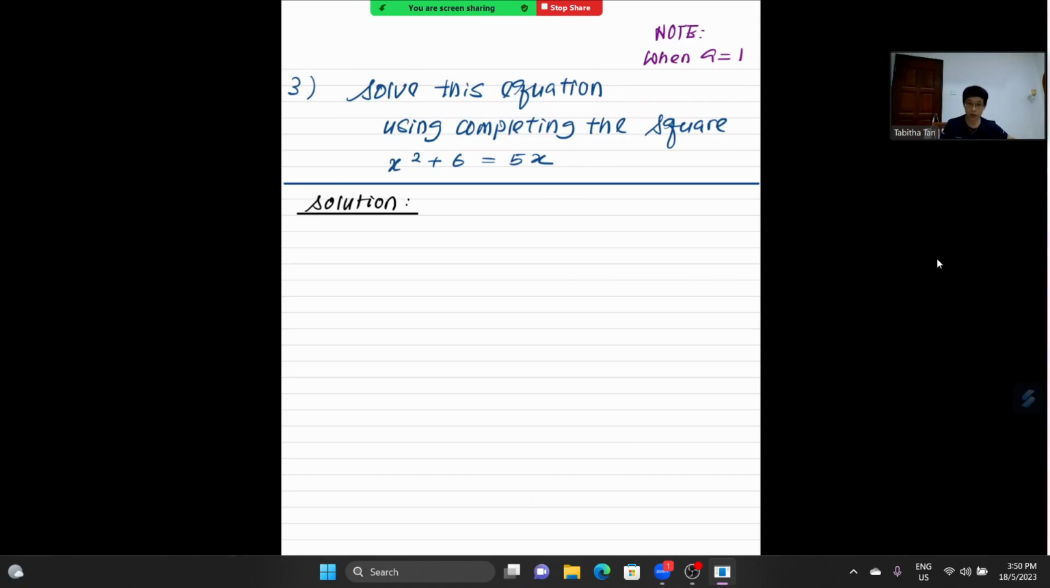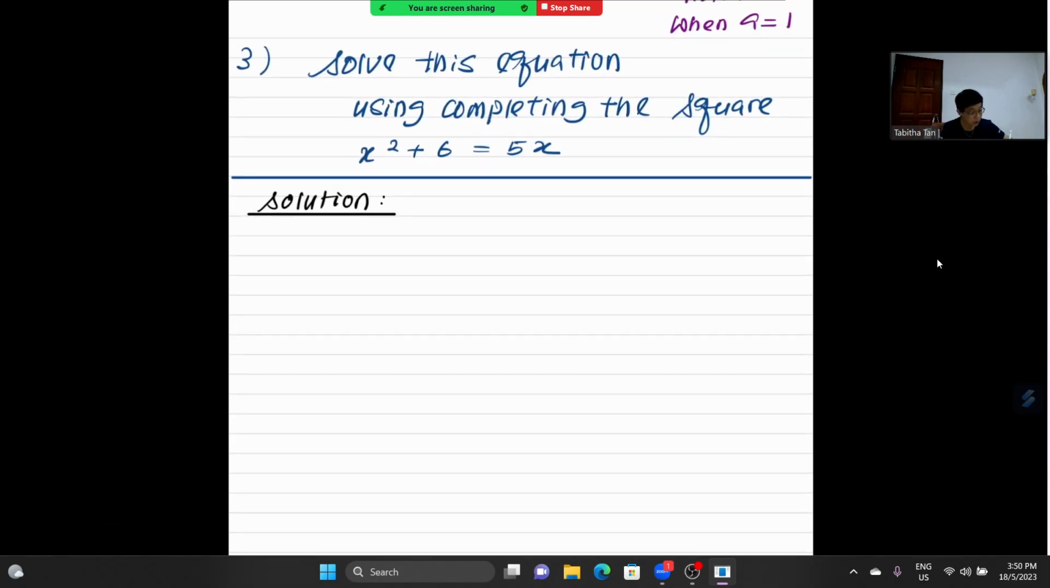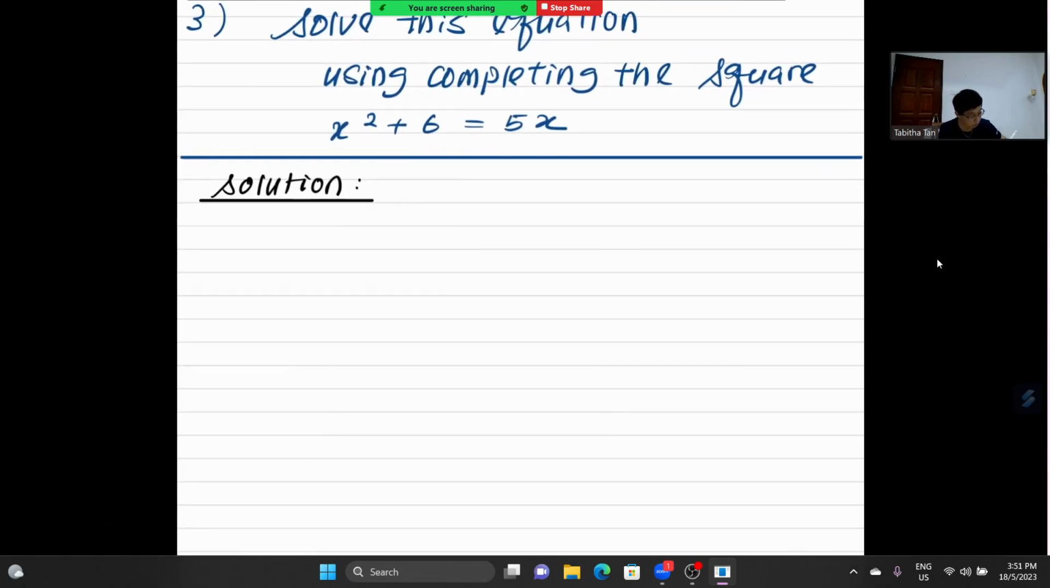Okay, and let's go to the third example. Solve this equation using completing the square, where we have x squared plus 6 equals 5x. And we notice that the constant is on the left hand side, and the x, the b that we want, is on the right hand side. So what we will do is swap the two terms. I copied out the question.